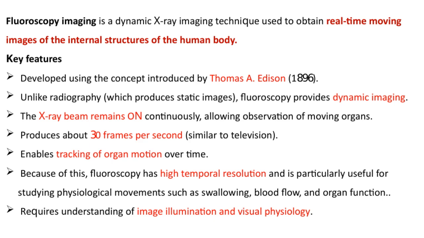One of the key features is that the X-ray beam stays on constantly during the procedure. This continuous exposure is what makes real-time observation possible. Typically, fluoroscopy produces around 30 frames per second, which is similar to what you see on a television. This high frame rate allows us to track how organs move over time, giving us a detailed view of physiological processes. This capability is especially useful for studying movements like swallowing, blood flow, or how organs function together. Because of its high temporal resolution, fluoroscopy provides insights into dynamic processes that static images just can't capture.